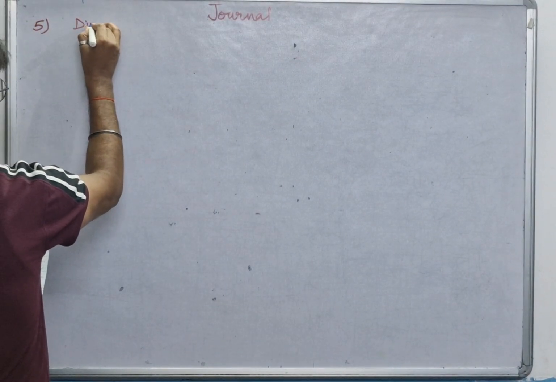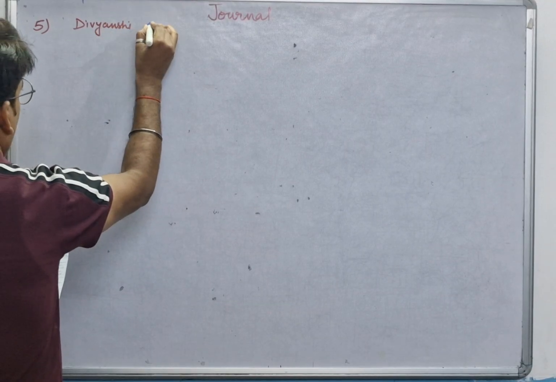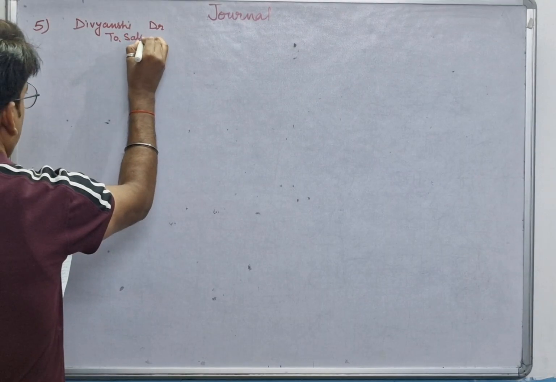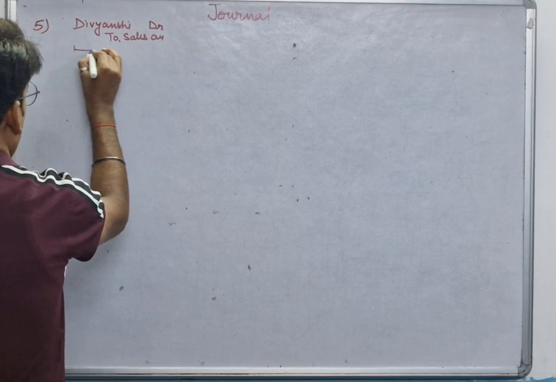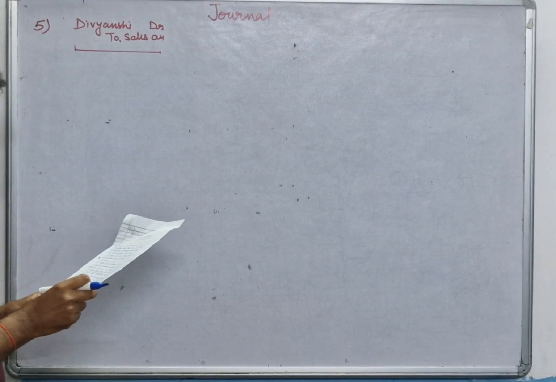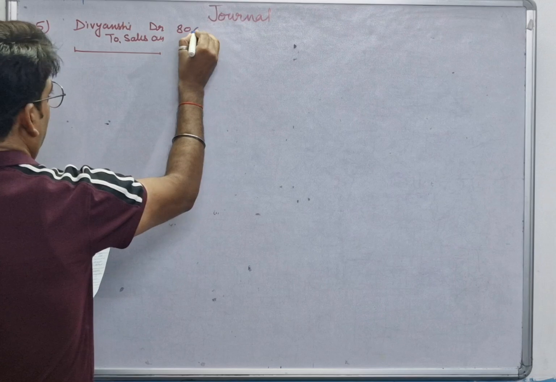Credit sale of goods to Divyanshi, so Divyanshi will be debited to sales account, being goods sold. Here the selling price is 1 lakh and 20% trade discount, 1 lakh minus 20,000, it will be 80,000.